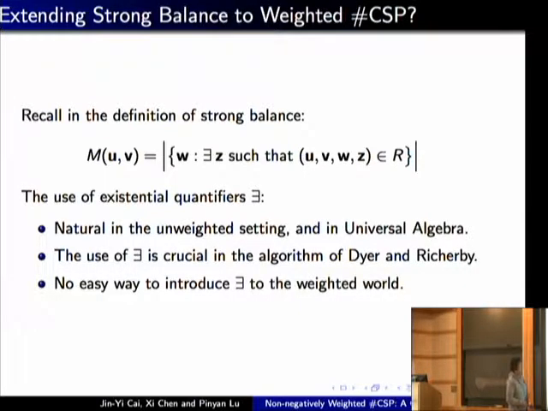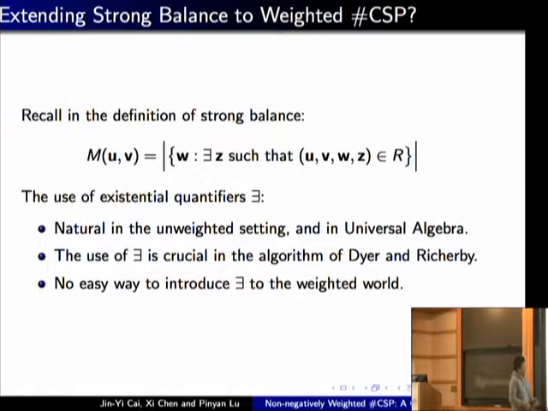And the first problem here is we don't know how to deal with the existential quantifiers. Okay? So this is the definition of matrix M in the unweighted setting. Here we count how many W we have, and this can be easily replaced by, for example, a sum over all possible W's. But the only thing we don't know how to deal with is this existential quantifier. There is no easy way to introduce existential quantifiers in the weighted world.